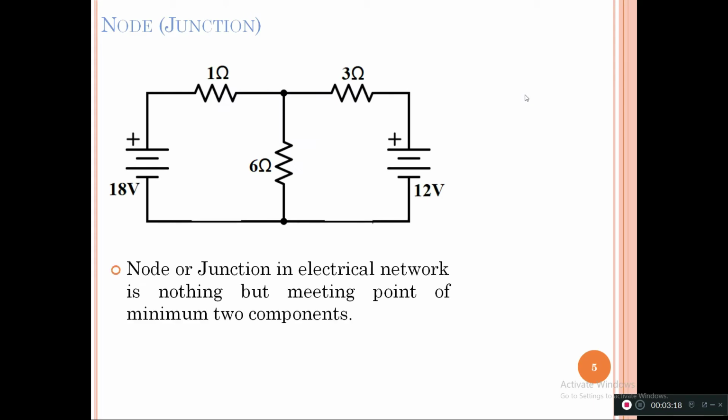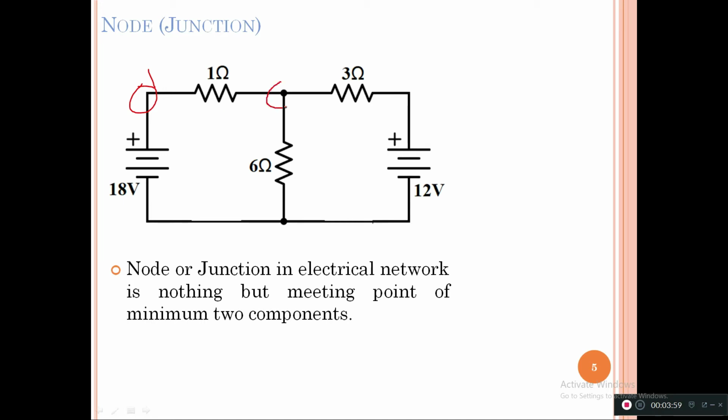A node or junction in any electrical network can be defined as the meeting point of a minimum of 2 components. Wherever a minimum of 2 components meet, that point is called a junction. Now as you can see in the figure, let us start from here. Let me take an ink so that I can explain better. Let us say this is my first node. Why is this my first node? Because here two components are meeting: the 18 volt battery and the 1 ohm resistance.